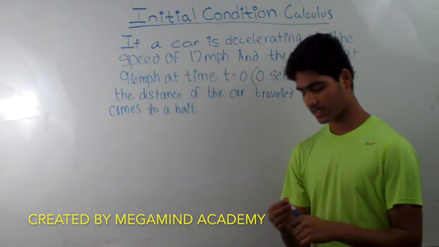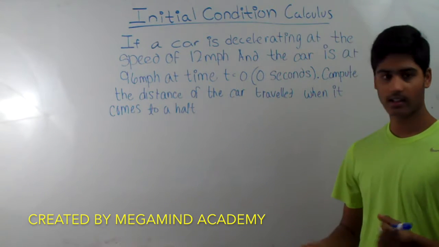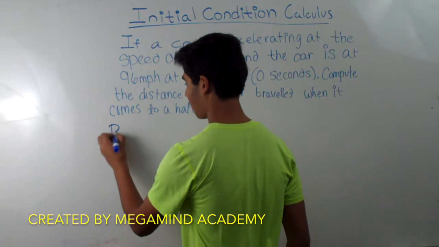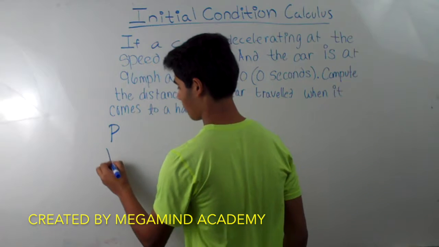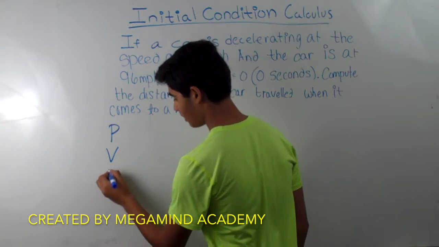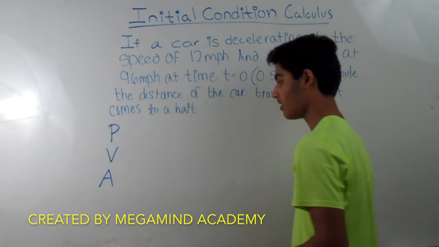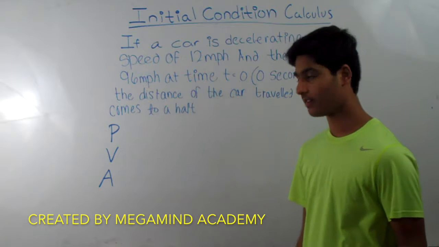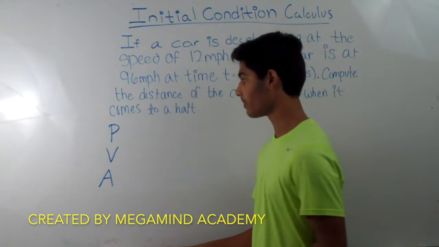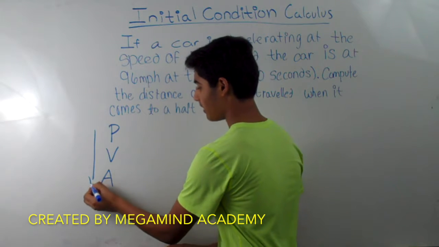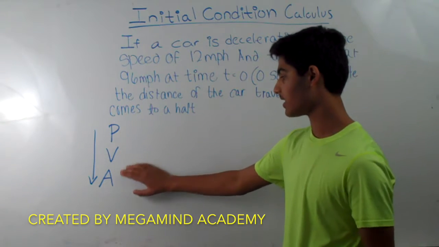So let's go back to something that we learned earlier on in the calculus course. We remember that the derivative of the position function is the velocity function, and the derivative of the velocity function is the acceleration function. And the derivative of the acceleration function, which would be the third derivative, is the jerk function. So we know that the derivatives go like this: position to velocity to acceleration.